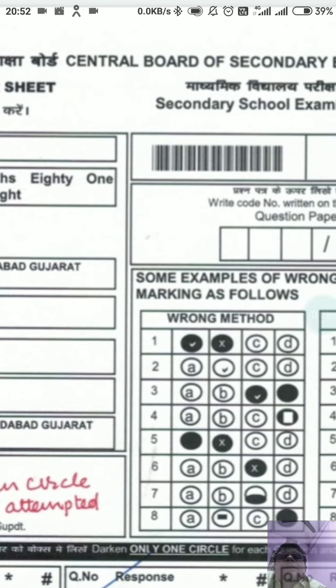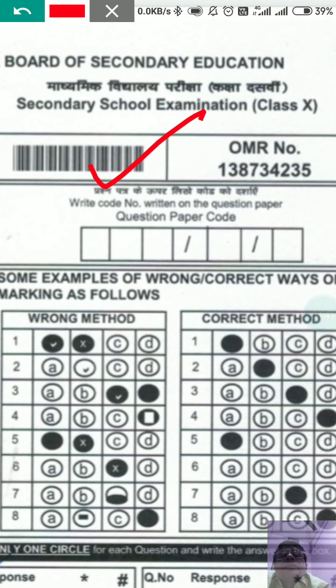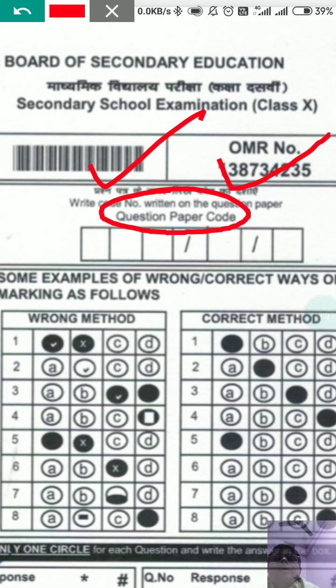Now next part, you see barcode, no need to write anything else here. OMR number, it is given, printed, no need to write anything else. Then question paper code, it is here, and below it there are boxes, blank boxes. Here you have to write with the help of blue or black ball point pen only.